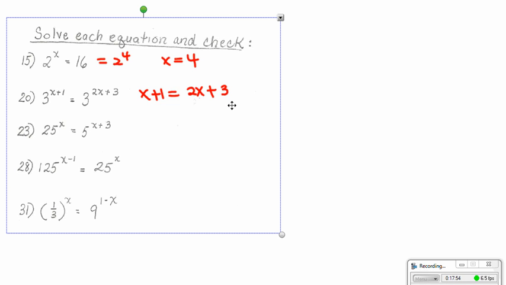Then by subtracting 1, we get x equals 2x plus 2. Then when you ultimately solve it, we realize that x must be equal to -2.